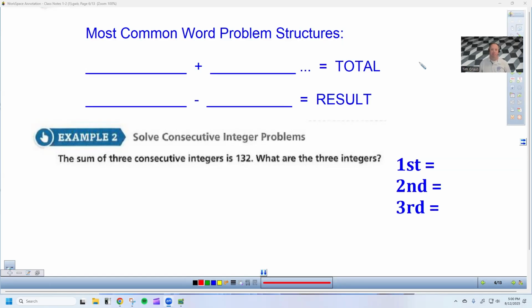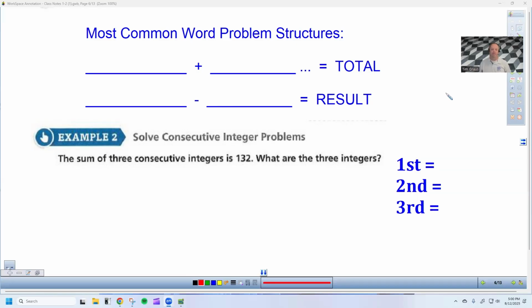So by far, the most common word problem structure you'll run into in an algebra class is the idea of blank plus blank, sometimes plus another blank, equals a total. So a number of blanks adding up to a total, or blank minus blank equals some kind of result. So either we're adding a number of terms or we're taking one term minus another term. Let's see how this structure fits example 2.